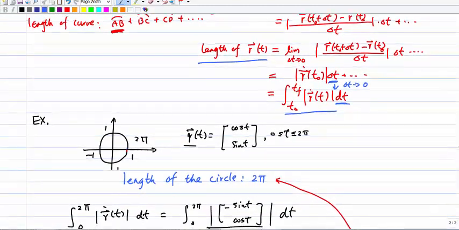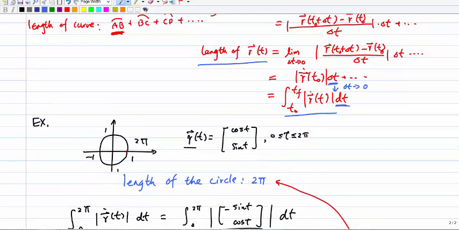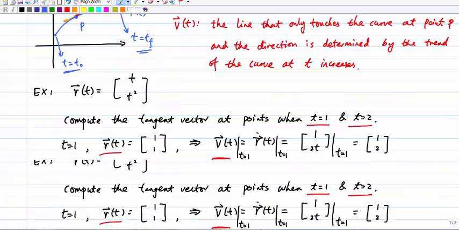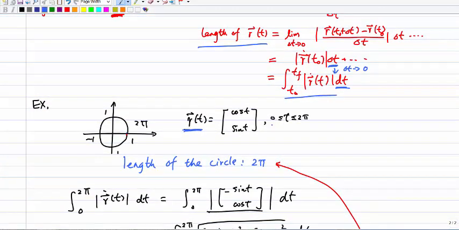Let me give you a very simple example to see if that makes sense. Let's say R of T is cosine T, sine T. This is the same example I gave you at the very beginning, which represents a circle. As T moves from 0 to 2 pi, I want to compute the length of this curve. As you know, it's already 2 pi, because the radius is 1, so the length is 2 pi times the radius, which is 2 pi times 1. We already know it.